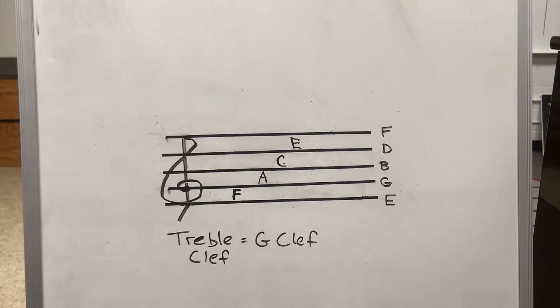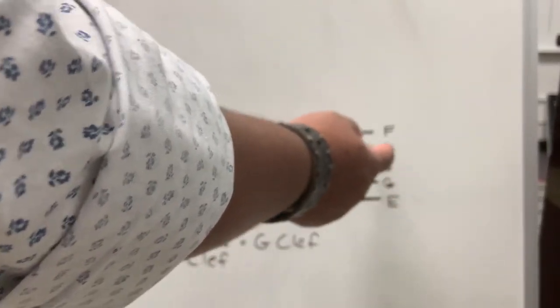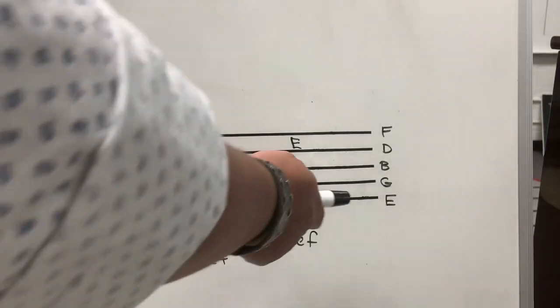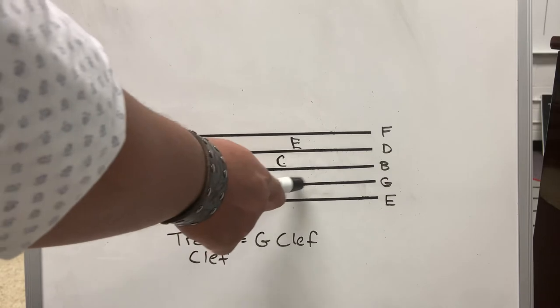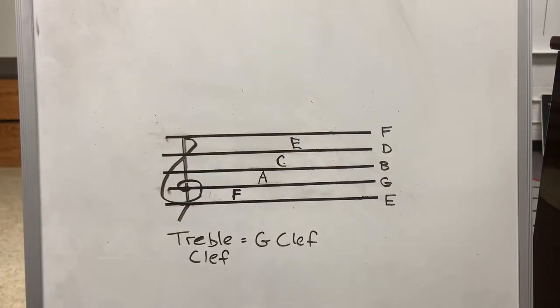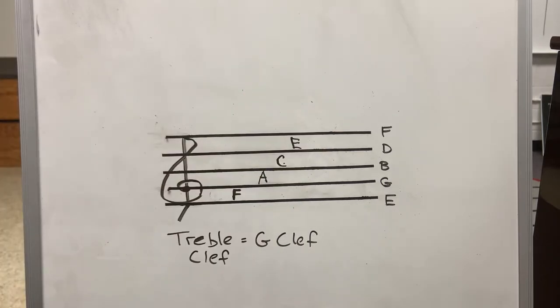So once again, before I move on, the lines from bottom to top going up are E, G, B, D, F. Or you can remember your sentence, every good boy does fine. The spaces going from bottom to top are F, A, C, E, and you can remember the word face. Or if you want to come up with a sentence for that as well, feel free to. Now we're going to play a little game. I'm going to draw quarter notes in random spaces and on random lines, and you're going to have to figure out what it is.